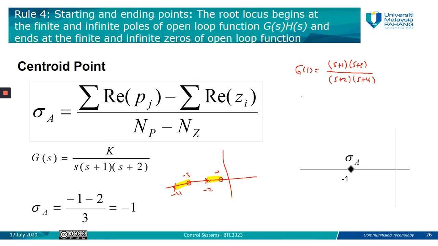The direction of the root locus will be from the pole to the zero, like this one. This is the direction. It always starts from the pole point and goes to the zero point. It cannot be like this, it cannot be from zero to the pole. No, it must be from pole to zero. Okay, so this is the start and end point.